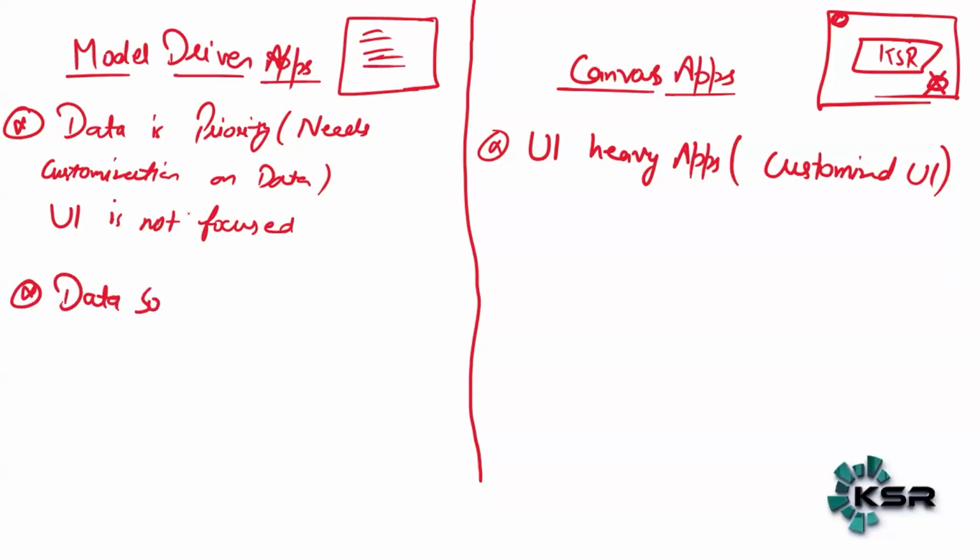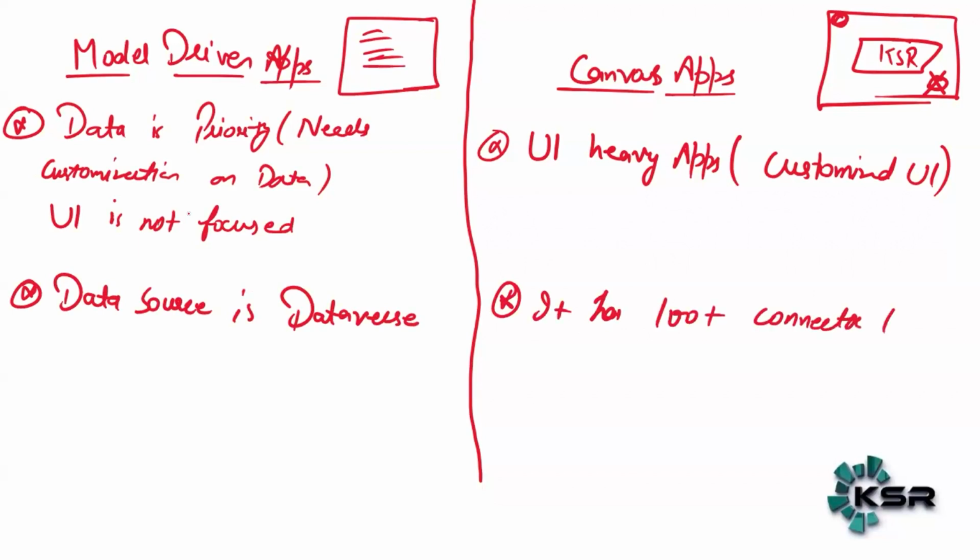Data source: Dataverse. And the Canvas app has 100-plus connectors to connect with multiple data sources. This is also a highlighting part of it.